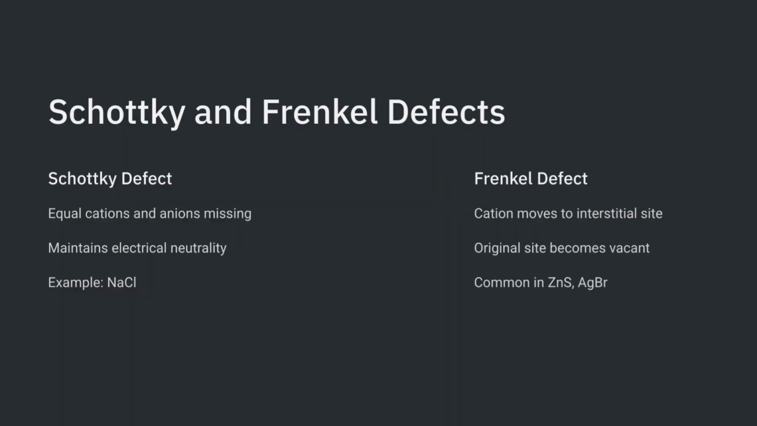Now, let's take a closer look at two special types of point defects found in ionic compounds. A Schottky defect occurs when equal numbers of positive and negative ions are missing from a lattice, maintaining overall charge neutrality. A Frenkel defect happens when a cation leaves its position and moves to an interstitial site.